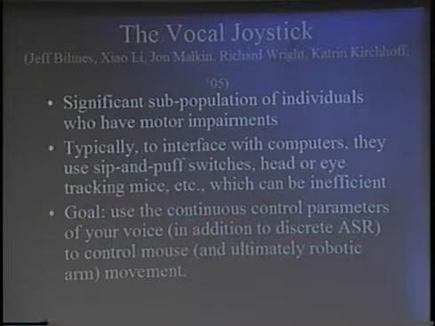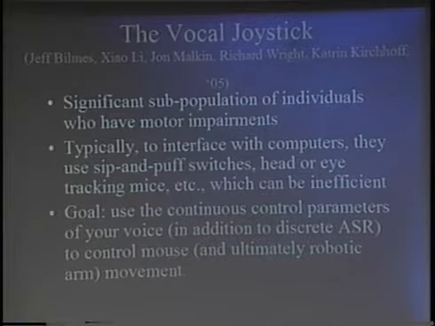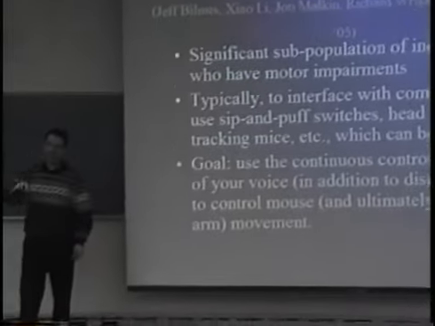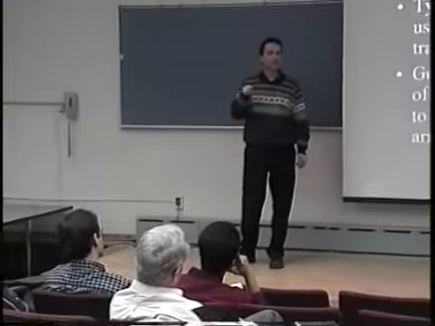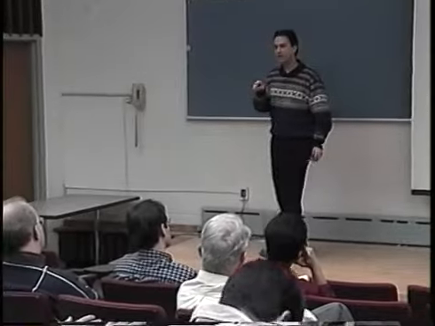The sip and puff switch is basically you're breathing in and breathing out to indicate a binary pattern that tries to control something like a keyboard or a mouse. So it's very inefficient. Yet many of these individuals still have the use of their voice, and so they can, of course, use speech recognition. But when you're trying to control something like a mouse, or a robotic arm that has continuous movement, or sliders which are inherently continuous, it's not really that efficient to use speech recognition.